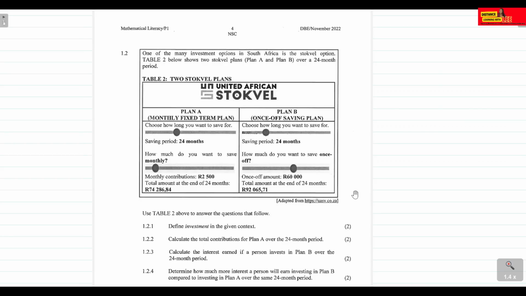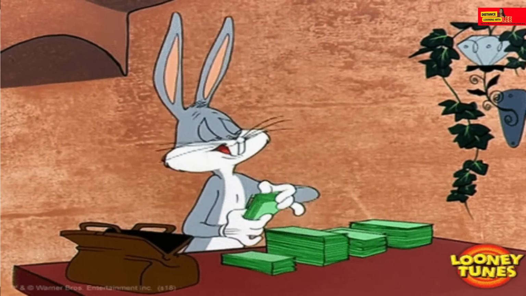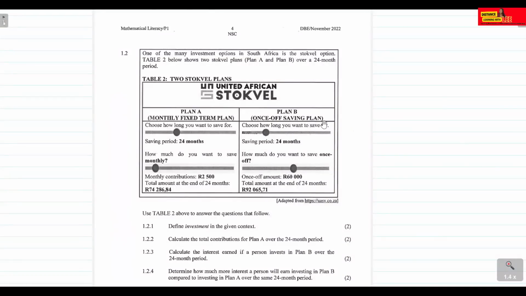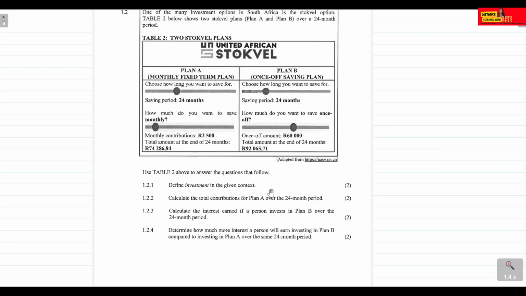Let's have a look at Plan B. This is a once-off savings plan, so this is just a plan where you put a lump sum once off into the savings plan, and then your money will accumulate interest. The savings plan period is 24 months. How much do you want to save once off? The once off amount is 60,000, and the total amount at the end of 24 months is 92,065 rand and 71 cents.